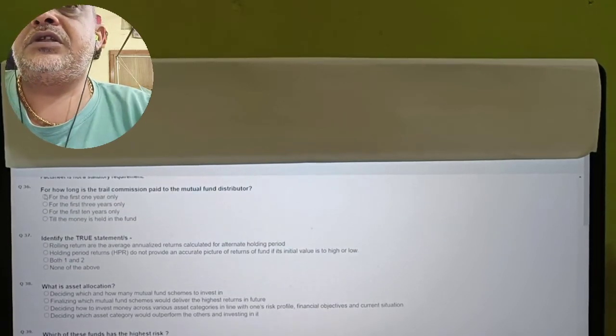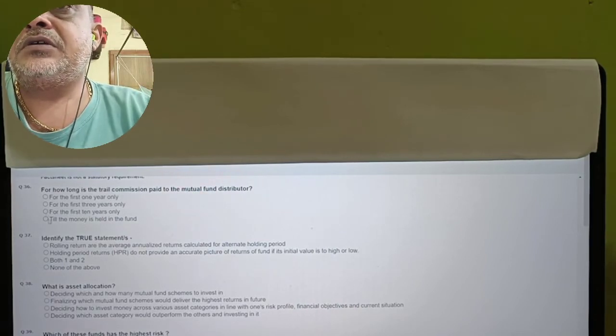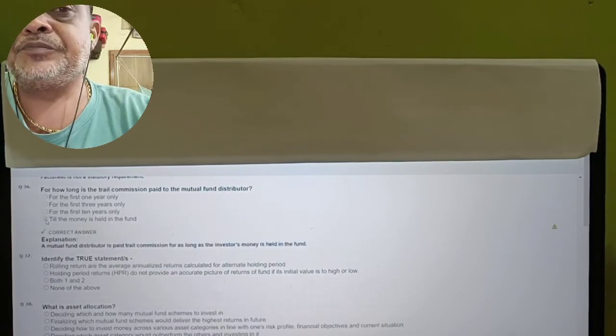For how long is the trail commission paid to the mutual fund investor? Till the money is held in the mutual fund. For first year, for first 3 years, for first 10 years. It is till the money is held in the mutual fund.